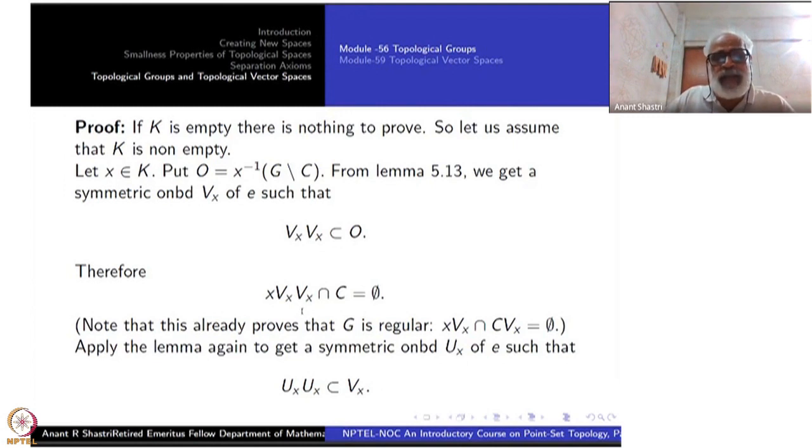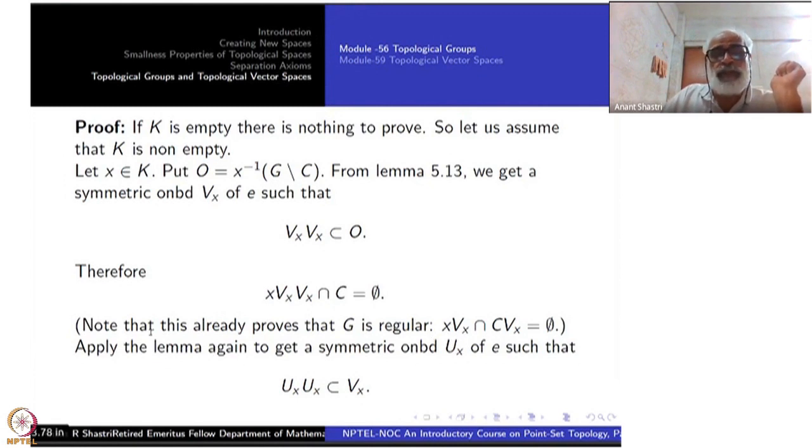This implies that x times Vx intersection C is empty. This is contained in O, and x inverse of G, right? So this x, I bring it on the left here. So what is G minus C on that side? It's contained inside G minus C, but intersection with C is empty there. So for each x, we have found that x Vx intersection C is empty. So this already tells you that G is regular, the topology is regular. Why? Because suppose instead of K compact and so on, this K was the singleton x. Then if I prove whatever the statement, that would be regular, and that's all I have proved. Vx is a neighborhood contained inside the complement of C. So here itself, the proof of regularity is over.